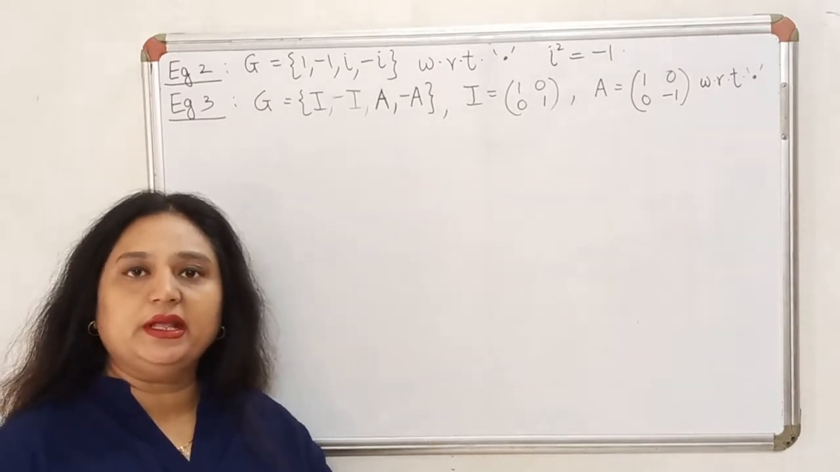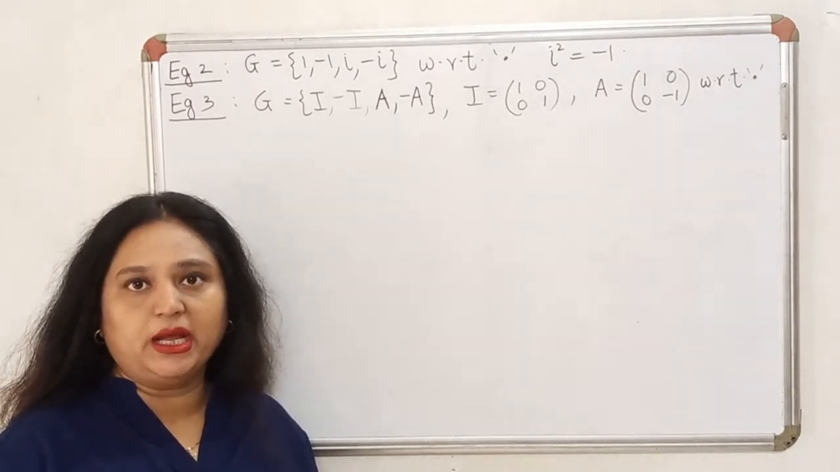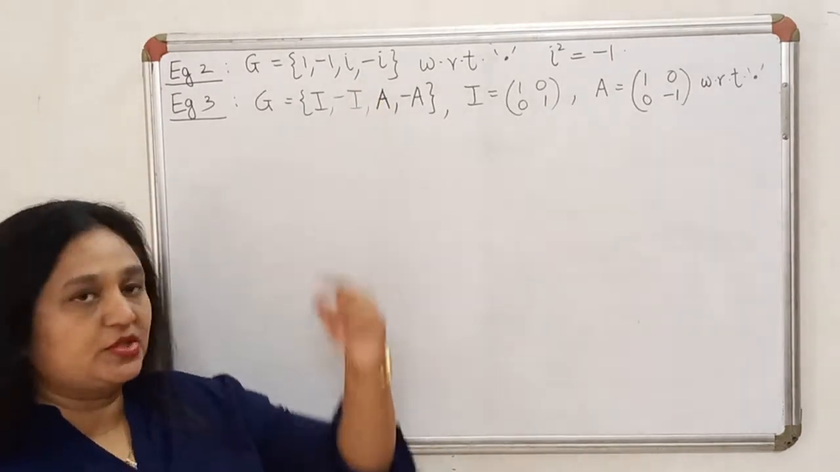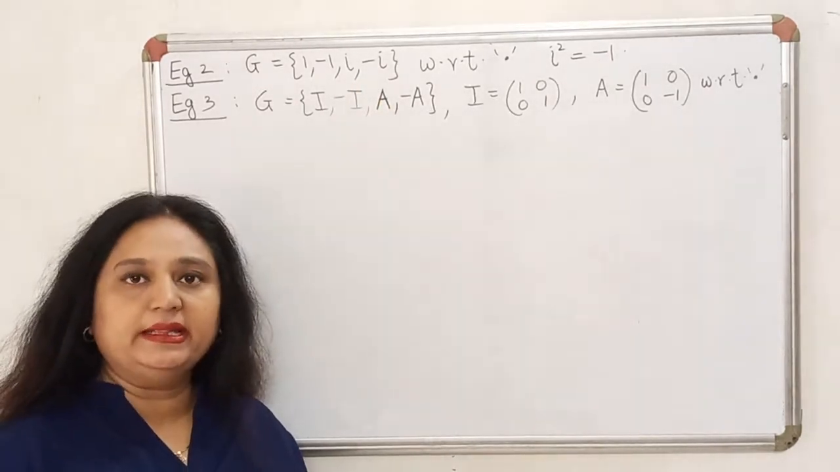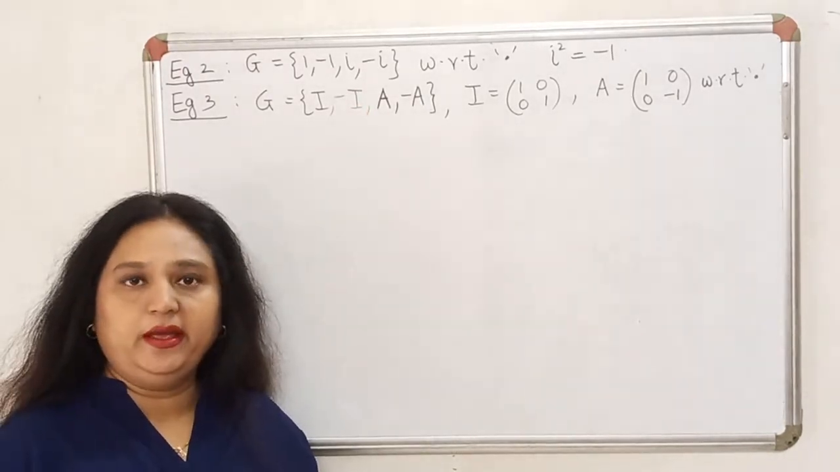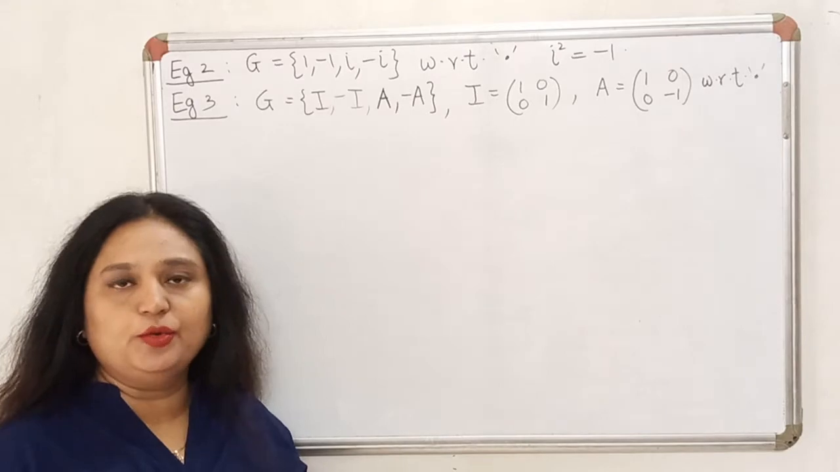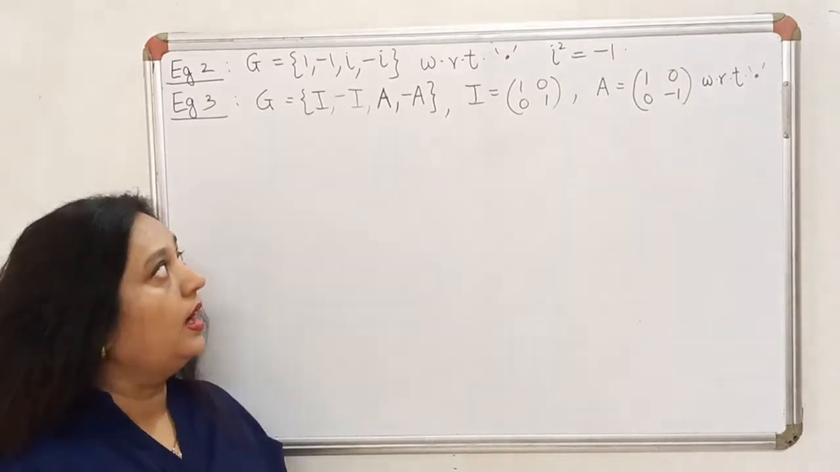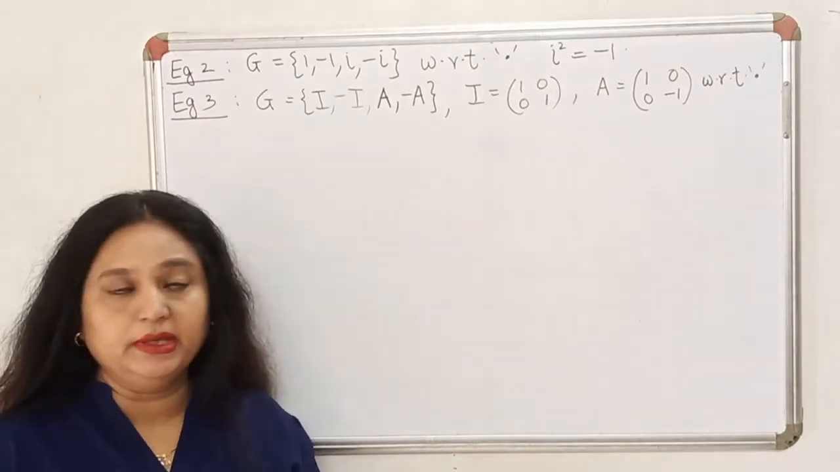So just like we did the earlier problem for 1, omega, omega square, I want you all to draw the composition table for this and then show that this becomes a group. Also verify that this is an abelian group and this is a finite group of order 4. We will look at the next example.